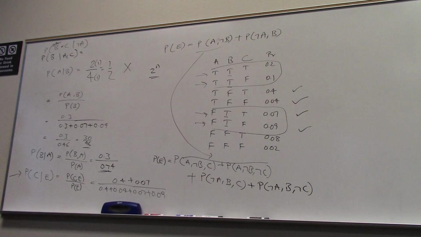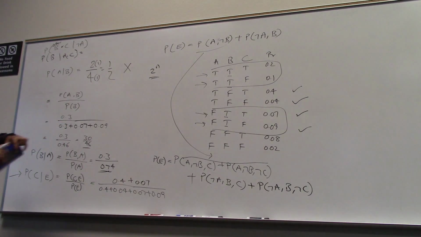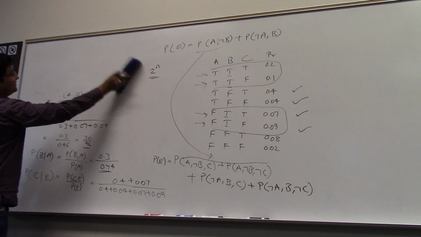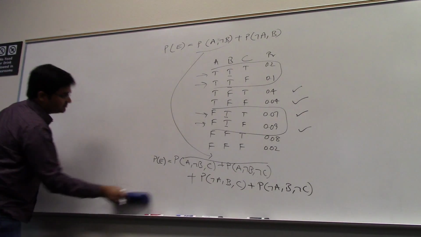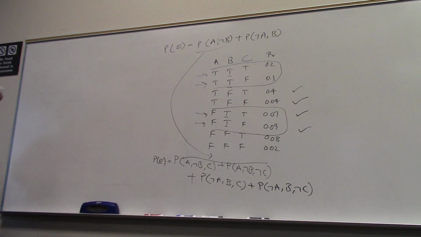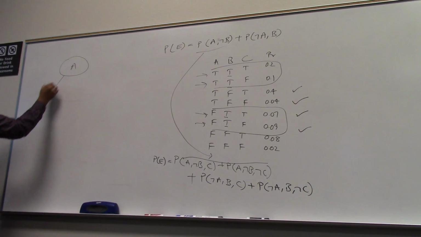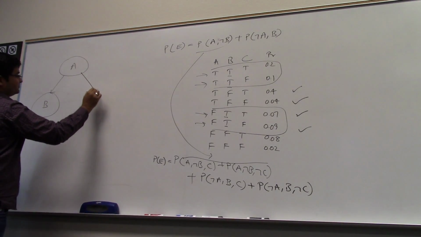Now we go to Bayes network. How does a Bayes network look like? What's the given Bayes network? Yeah, I'll just draw it. So we have 3 variables, right? I will draw a 3 variable Bayes network. First is A, and then is B, and then is C.